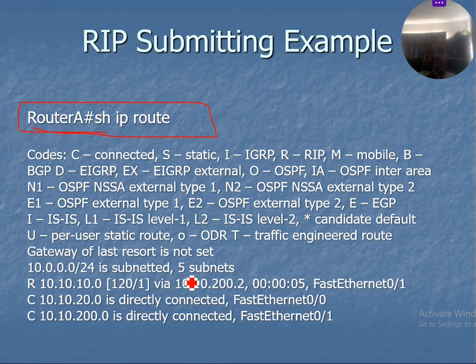10.0.0.0/24 and it has 5 subnets. It's telling you there are 5 subnets. Then there is the route 10.10.10.0/24 via 10.10.200.2, displayed with FastEthernet 1/0. The C 10.10.20.0 is directly connected for router A. And this one also is directly connected between router A and router B. But this one, you see, it does not recognize it, does not see it. Okay, so this is what we're saying.